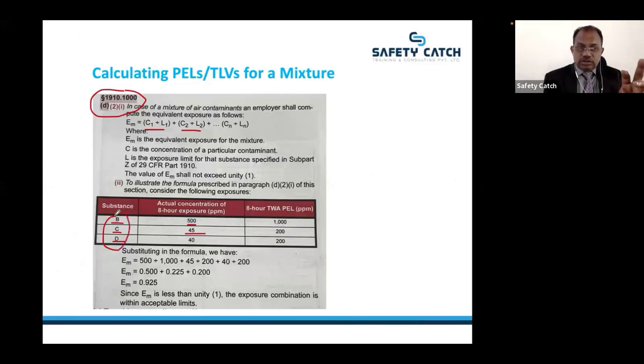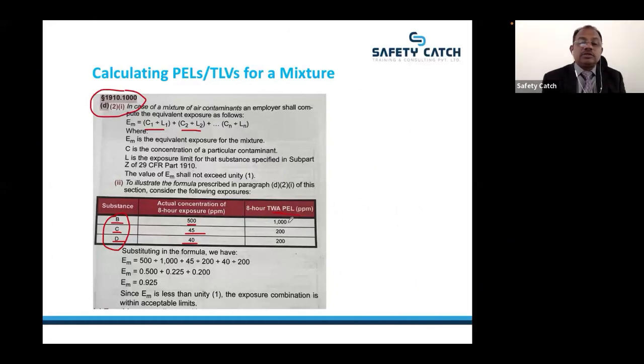You have carbon monoxide, you have H2S, you have carbon dioxide also. For example, one employee is working, you are doing air monitoring, and you find there is a presence of H2S, a presence of carbon monoxide, and a presence of carbon dioxide also. So you are monitoring 3 substances at a time. You take all the 8-hour exposures of the 3. And then you know what the PEL is as per EH40 or as per OSHA.